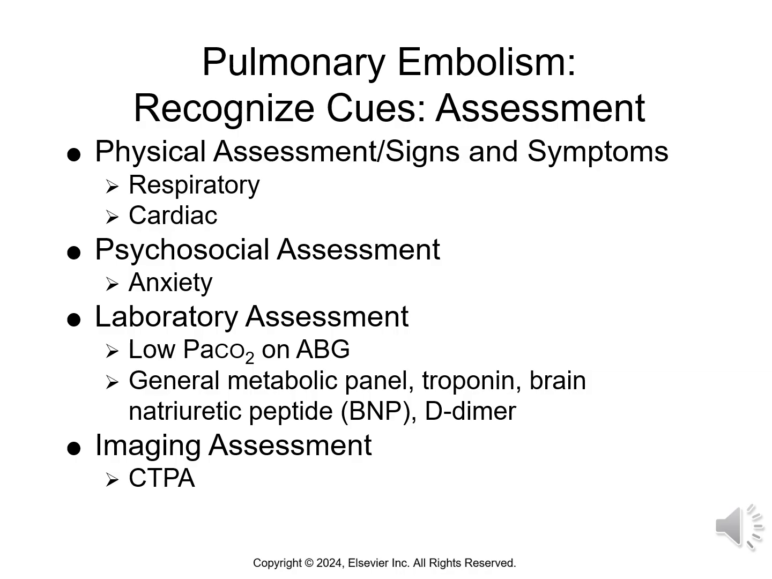We'll see that low CO2 on the ABGs, and the general metabolic panel, troponin, BNP, and a D-dimer will all be impacted. We might do some imaging to assess whether or not this is a clot that can be broken up with TPA. So they'll actually take that patient for a CT scan to see where that blockage is actually occurring.